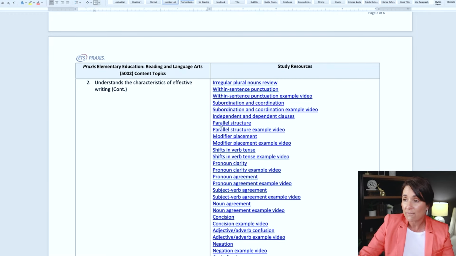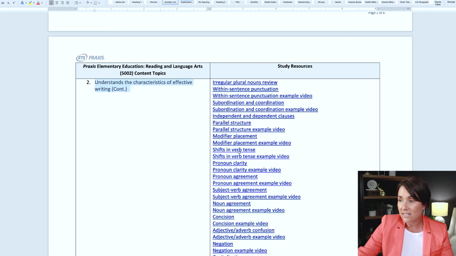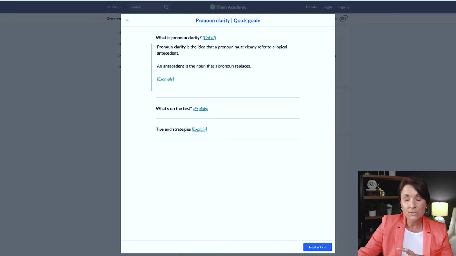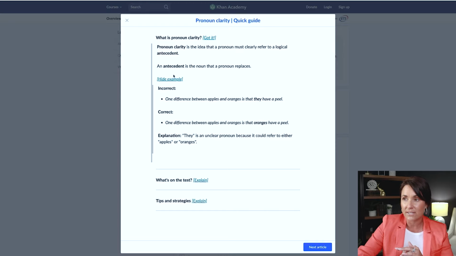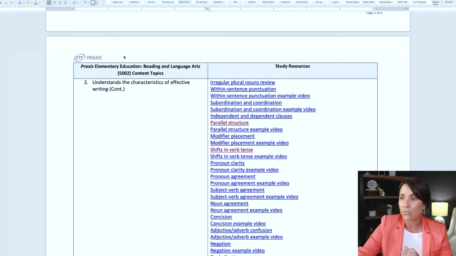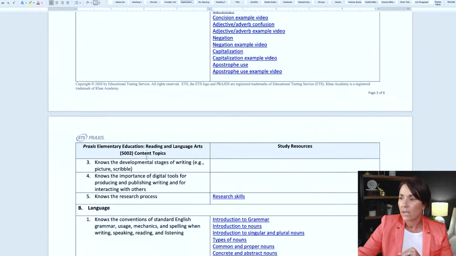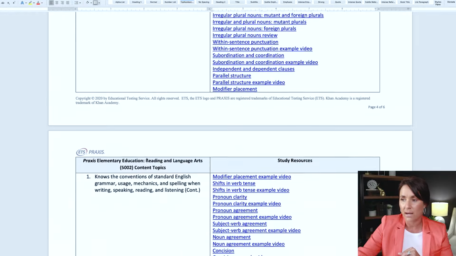Look at here. Lots of people have questions about parallel structure. Right here, understands characteristics of effective writing. Look at all this grammar here that you can take a look at. And all of these are links. You can click those links and it will take you out here to Khan Academy to help you with different things, different examples. So it is a great resource. This is fantastic. So you have all kinds of links here through Khan Academy. They've partnered with Khan Academy. We love Khan Academy. We use Khan Academy all the time. They're fantastic. So definitely use this resource.